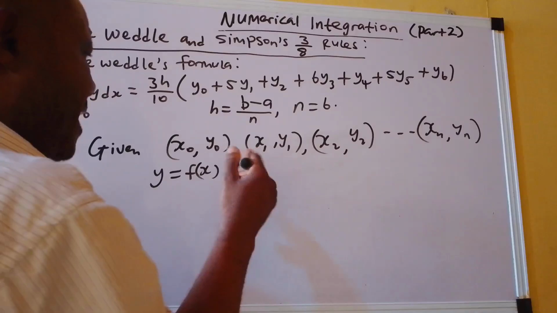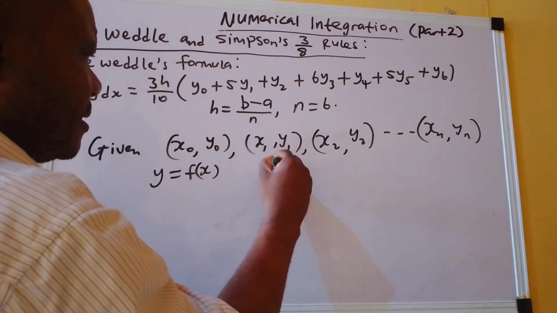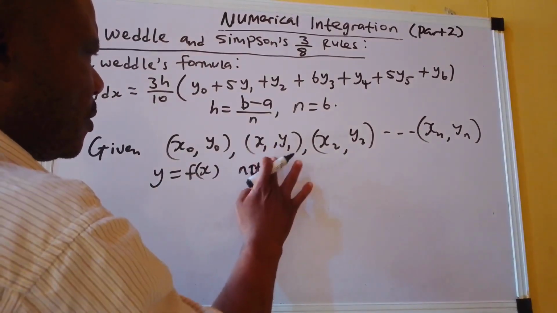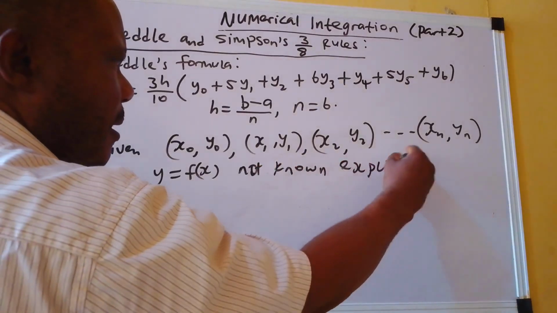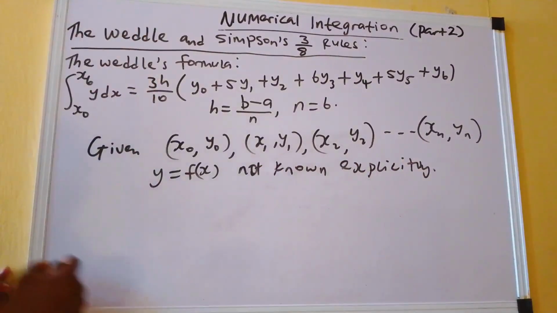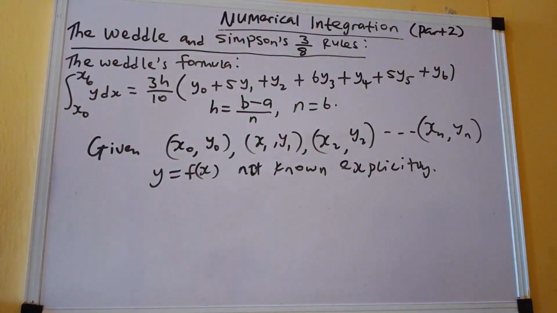There are situations where this function will be unknown. It is not known explicitly. So when the data points are known and the function itself is not known, we can carry out integration. When the function itself is known, we can also carry out integration, and the integration we are talking about is the definite integral.